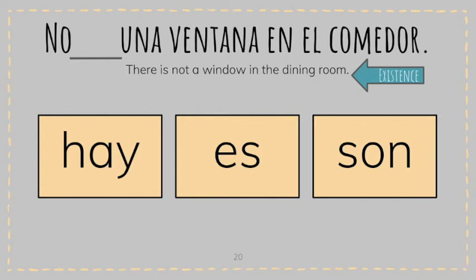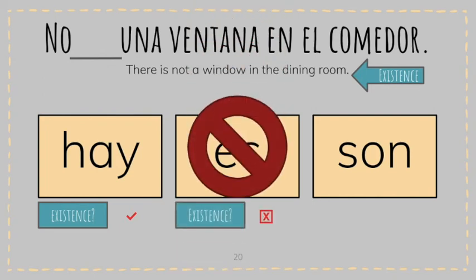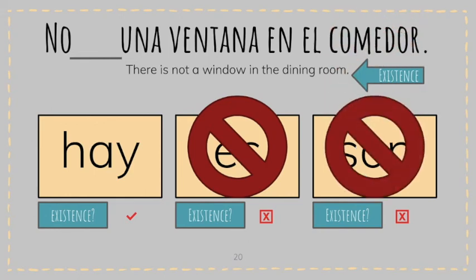So which of our verbs talks about existence? Hay? Yes. But just to double check, does es talk about existence? No, it does not. So it's not an option here. Does son talk about existence? No, it does not. Son is for describing plural objects. Therefore, hay is the best choice for this sentence. No hay una ventana en el comedor.